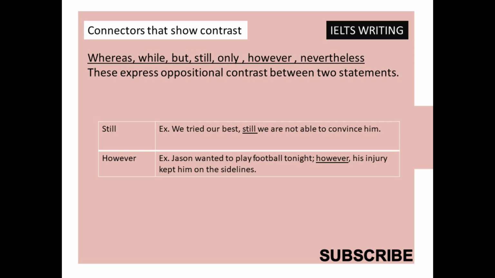Something hasn't happened until right now. Or you can say, Jason wanted to play football tonight, however his injury kept him on the sideline. So here however also shows the contrast between two statements. We use however whenever something was supposed to happen but somehow it didn't. The real situation is not what was expected, and what was expected to happen hasn't happened. So we use however whenever something had to happen but it didn't.